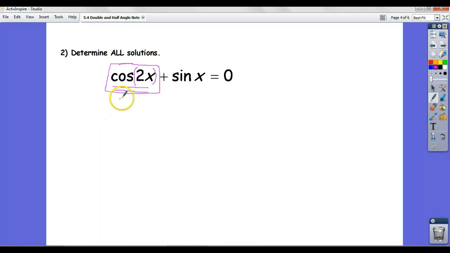So the best thing to do to solve this equation would be to use this identity in place of cosine of 2x. And now you can see that this problem is solvable. So I'm going to put dot dot dot and let you try that on your own. Okay, notice here that the instructions say to determine all solutions.